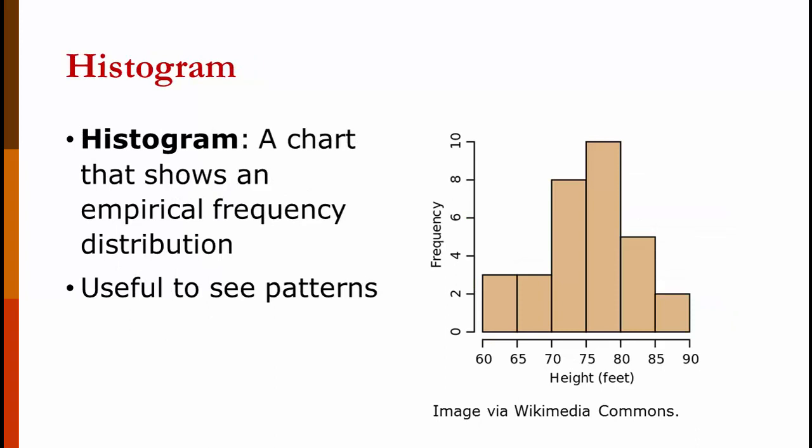A histogram is a chart that shows an empirical frequency distribution. Excel calls this a column chart, although it doesn't put the columns next to each other. The height represents the count, or the frequency. The x-axis can be categories.